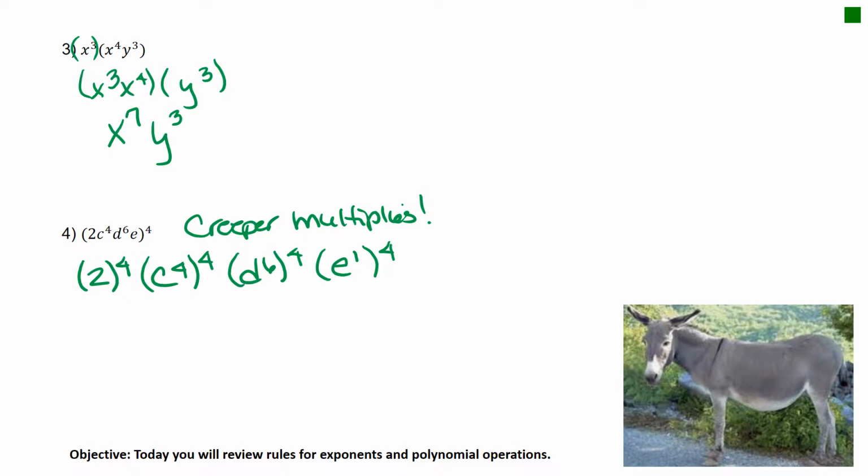So remember, 2 to the 4th means 2 times 2 times 2 times 2. 2 times 2 is 4. 2 times 2 is 4. 4 times 4 is 16. Creepers multiply. 4 to the 4th, 16. Creepers multiply. 6 times 4, 24. Creepers multiply. 1 times 4, 4.